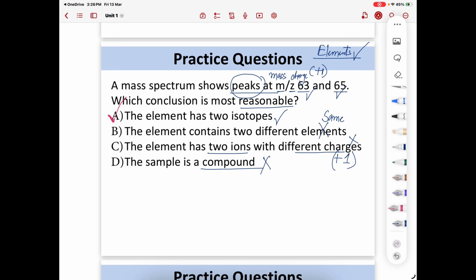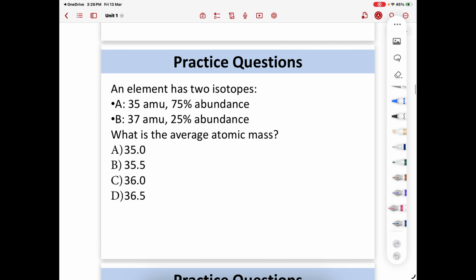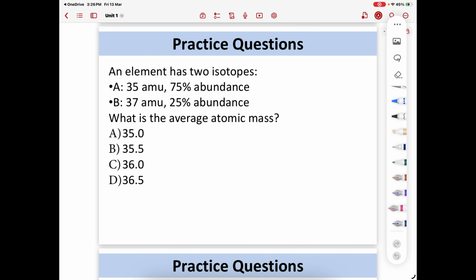Solving a question is all about getting the important terms which you must know and using them to answer the question. Okay, next one. An element has two isotopes. We can see here there are two isotopes, 35 AMU, atomic mass unit, and 37, and they have given the relative abundance. What is the average atomic mass?